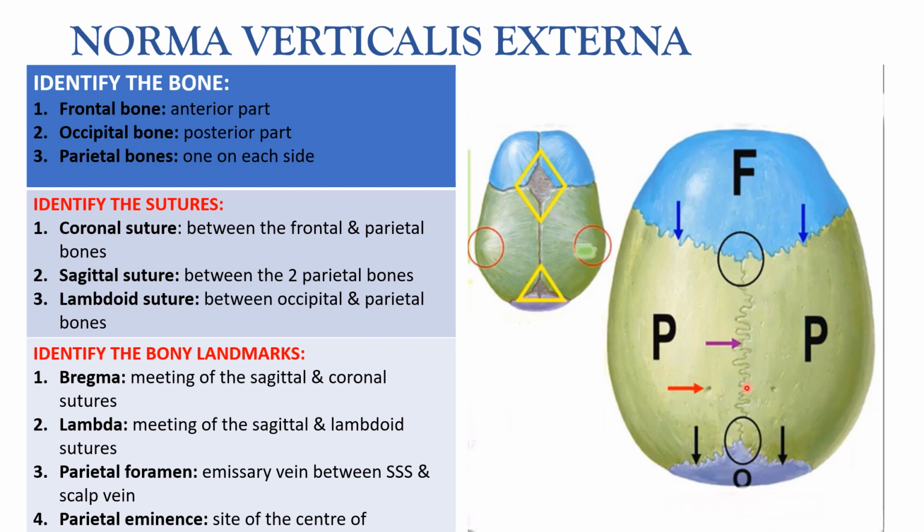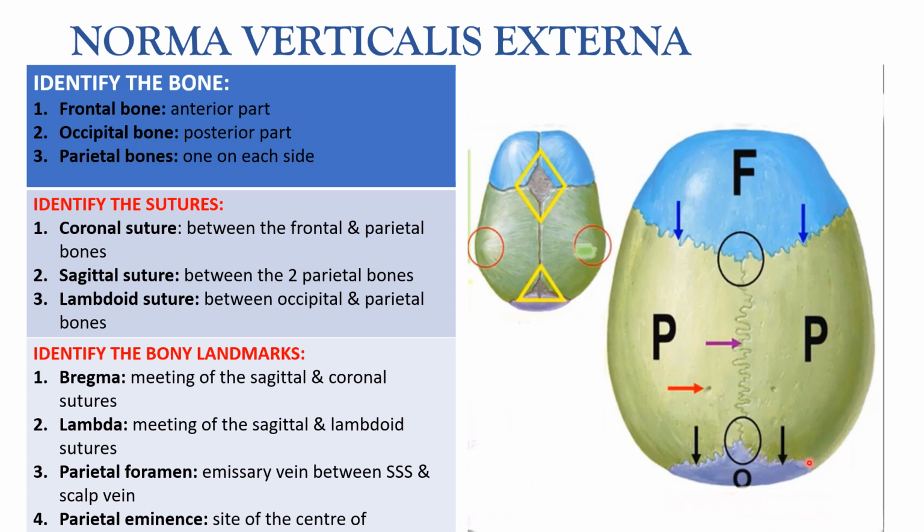And then we have the lambdoid suture. It's between the occipital and parietal. So this suture here, found between the parietal bone and occipital bone, is called the lambdoid suture.